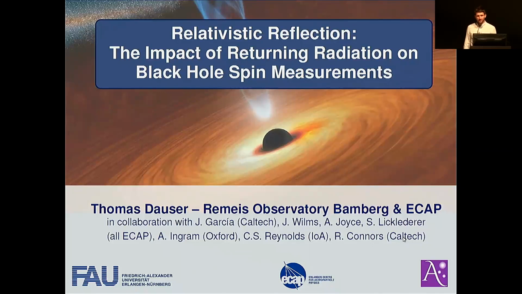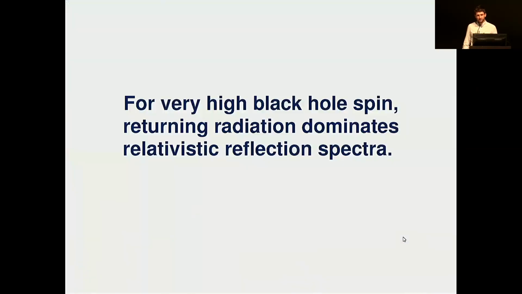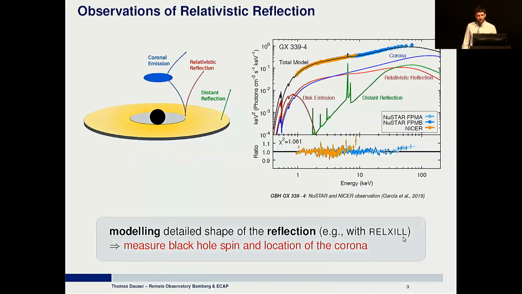So Riley already advertised this talk, and so I'm also very excited to tell you about this study, which in my opinion is the first generalist study on returning radiation and how it affects relativistic reflection. To increase your interest, I'll give you one of the main conclusions right in the beginning: for very high black hole spin, returning radiation actually dominates the relativistic reflection spectra. And I think that's a big thing.